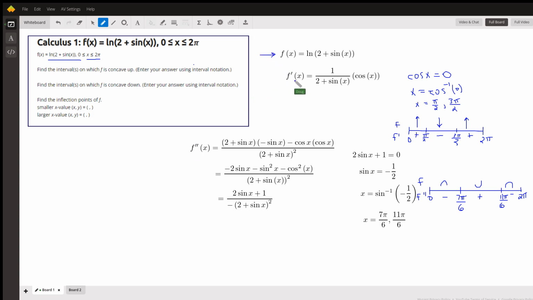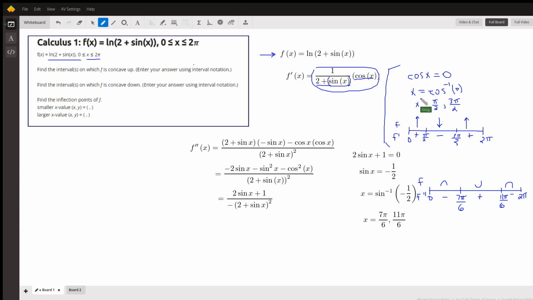The first derivative: the derivative of the natural log of anything is 1 over the anything times the derivative of the anything, which is the derivative of sine of x, cosine of x. And just as an aside, if you want to know whether there are any relative maximums or minimums, you want to know when the first derivative is equal to 0. That will only happen when the numerator equals 0. This denominator is never undefined because the sine of x is always less than or equal to 1 in absolute value. So we can never get a 0 in the denominator because of this positive 2.